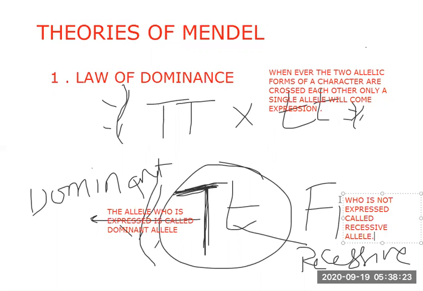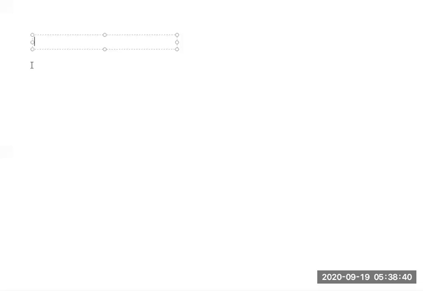Whenever the two allelic forms of a character are crossed with each other, only one of the allelic forms will come for expression. The form which is expressed is called the dominant allele. The form which is not expressed is called the recessive allele. Mendel explained this based upon the monohybrid cross. Now let's move towards the law of segregation, the second theory.